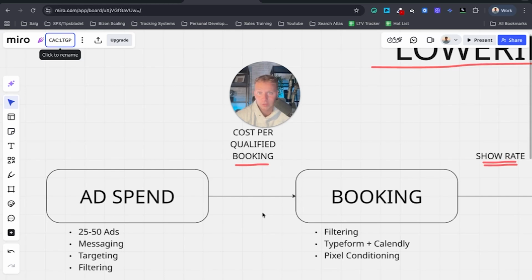Then you can ask a qualifying question. Are you doing a flooring remodel, for instance? Are you a remodeler doing flooring? Yes or no? If they say no, then they just shouldn't be able to book a meeting.